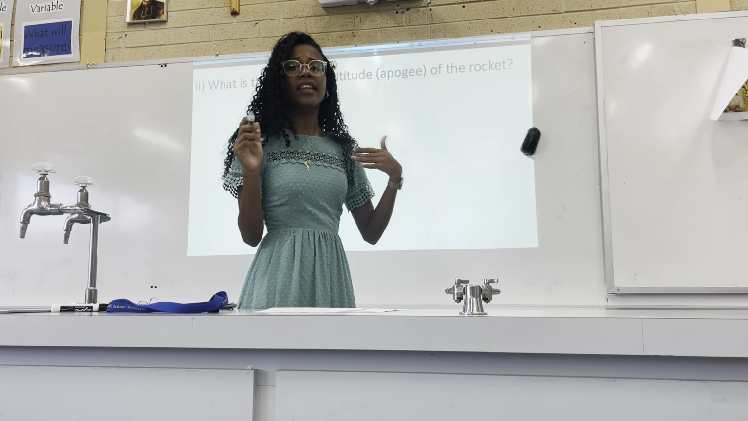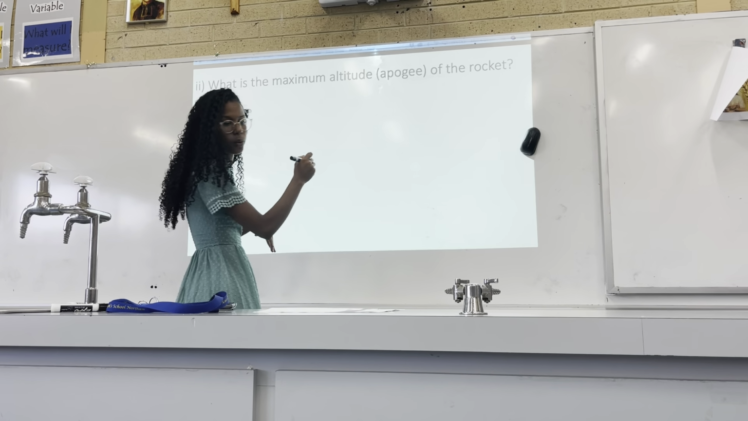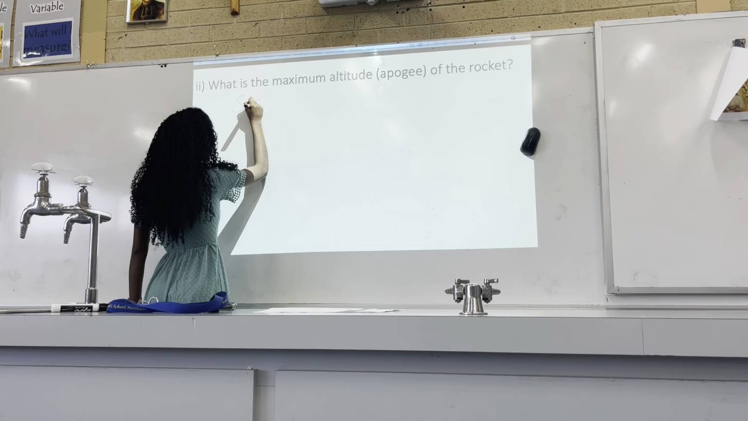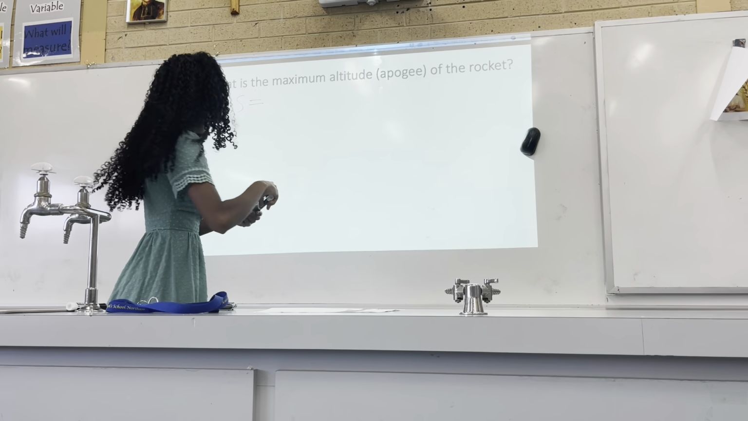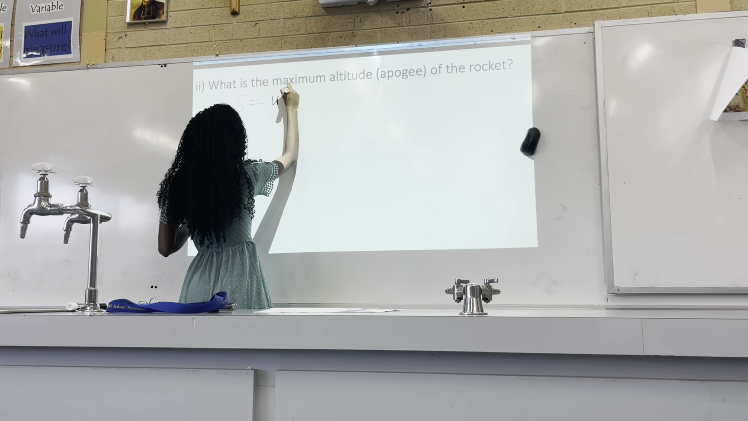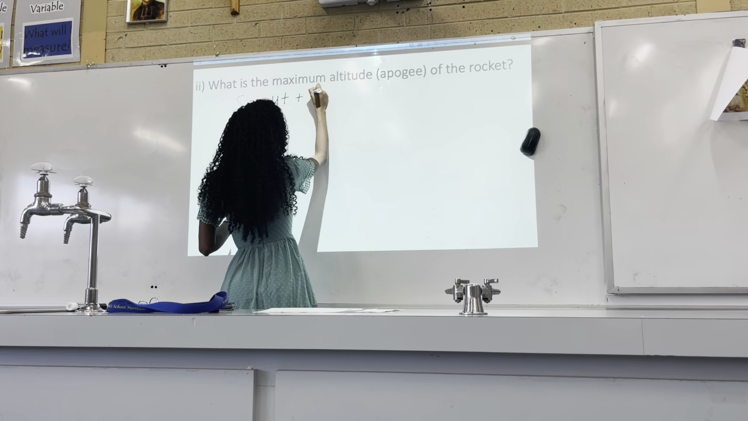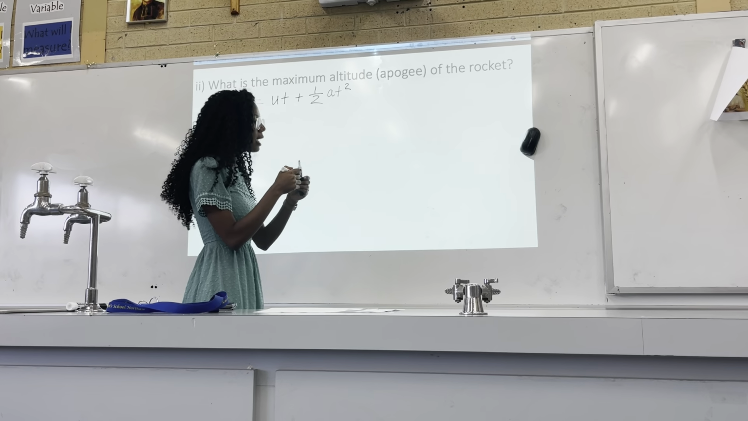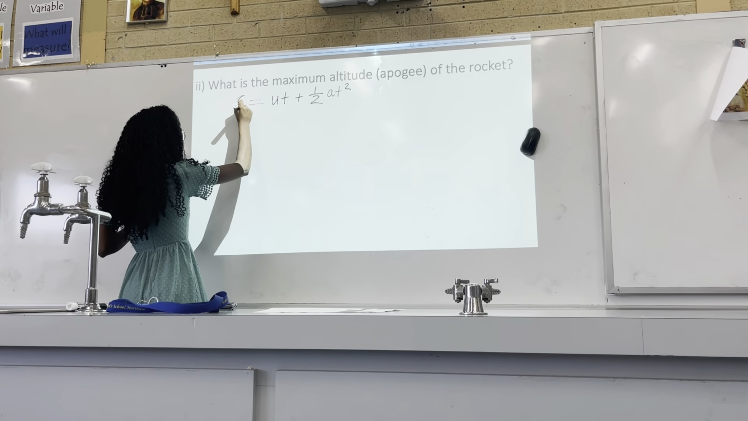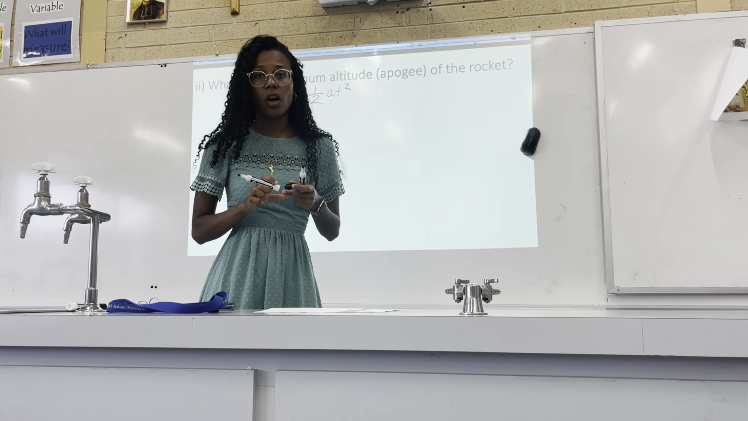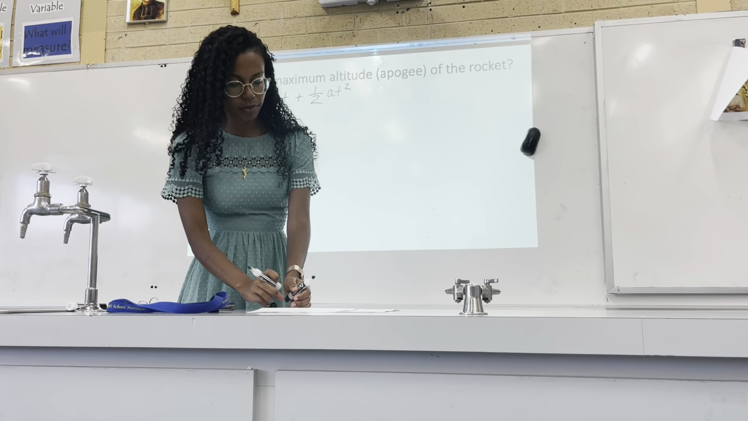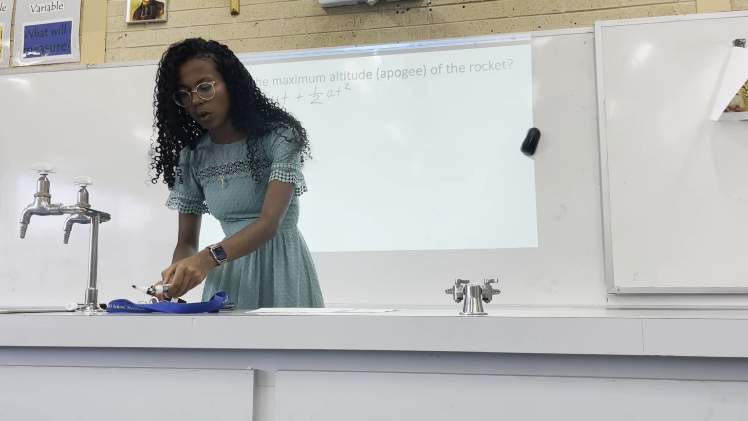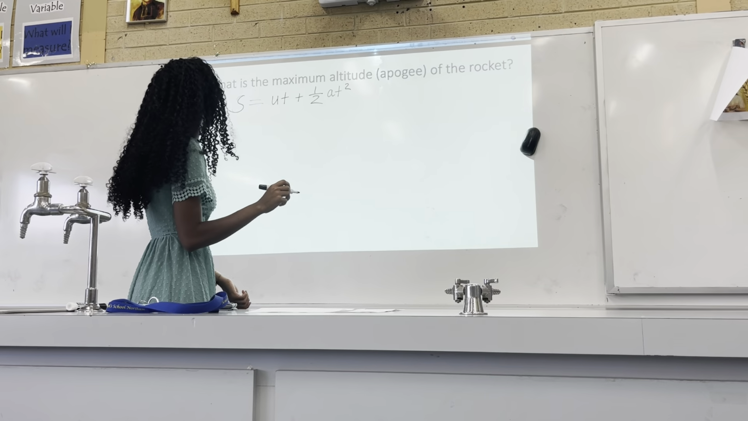The equation that we use is S equals UT plus half of AT squared. Some of you might have seen this equation before, some of you might not. You might have seen it on the formula sheet, but it's okay if you haven't. Before we get into it, let's break down what the terms are.